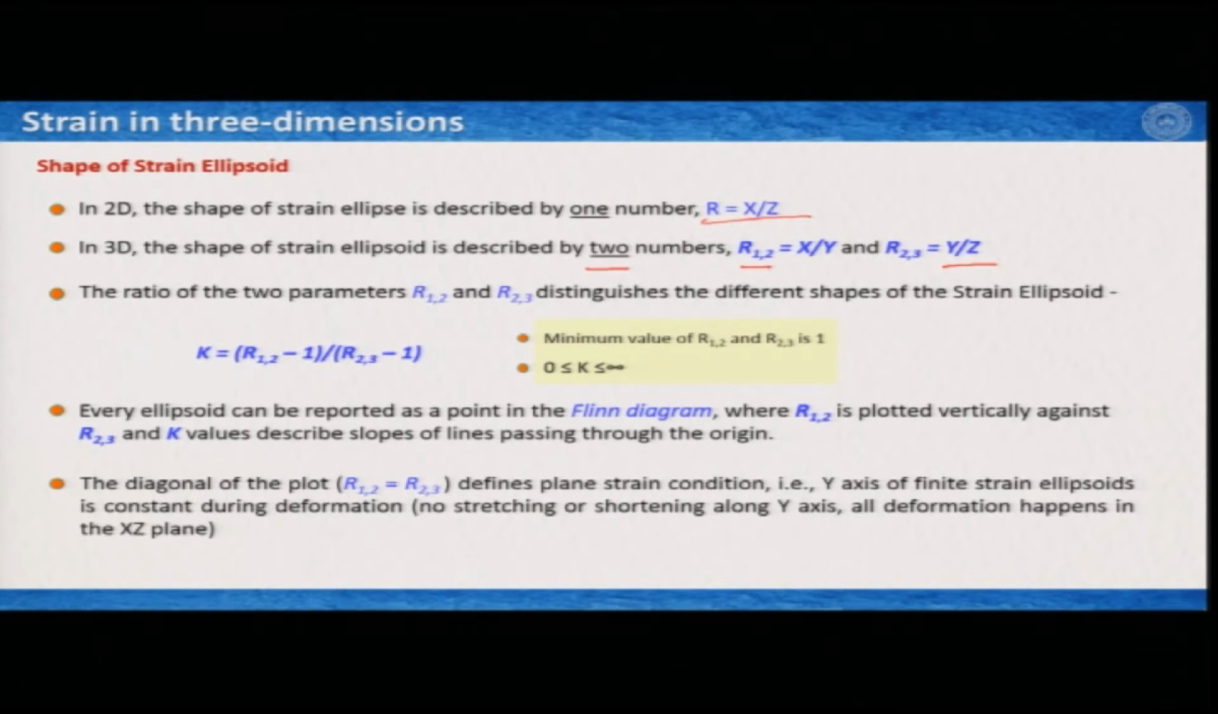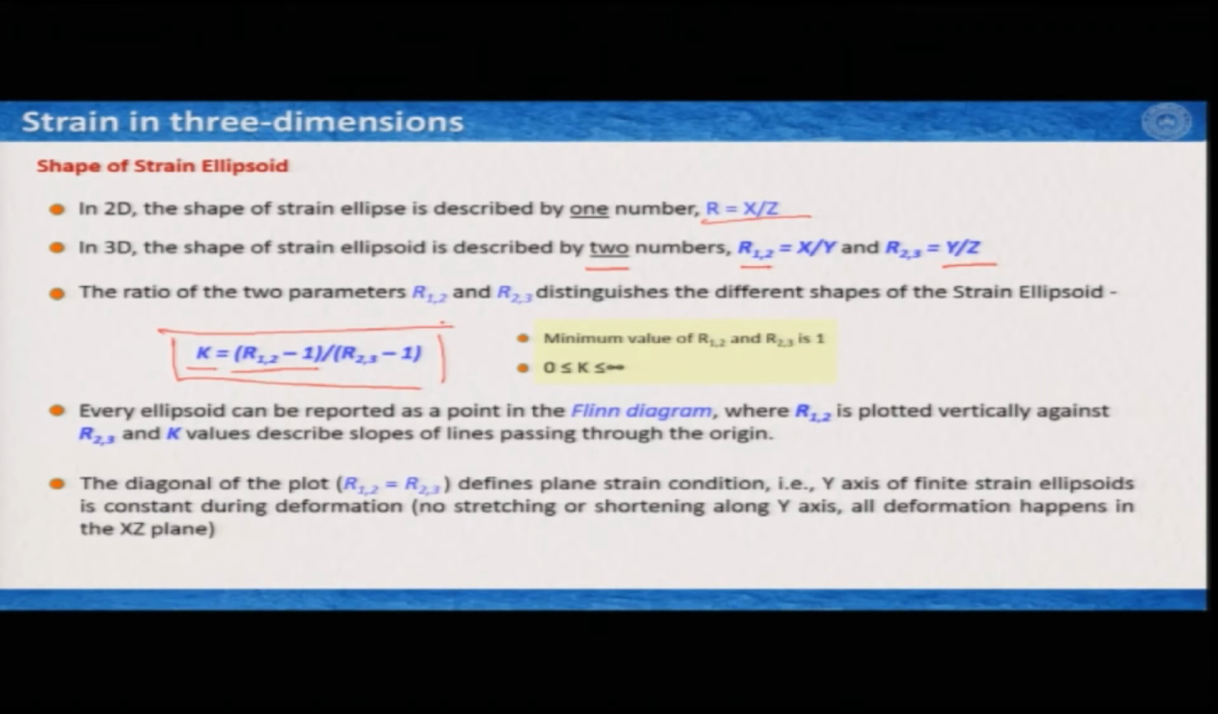Now, the ratio of these two parameters, that is the ratio of R12 and R23, describes and distinguishes the different shapes of the strain ellipsoid, and this number is known as K, where K is defined as R12 minus 1 divided by R23 minus 1. So, from this equation and our understanding of x, y, z, we can figure out that the minimum values of R12 and R23 possible is 1, and K can be equal to or greater than 0 and equal to or less than infinity. Given this condition that K could be 0 to infinity, you can report all possibilities of strain ellipsoids in the Flinn diagram, and the Flinn diagram we will see in the next slide.